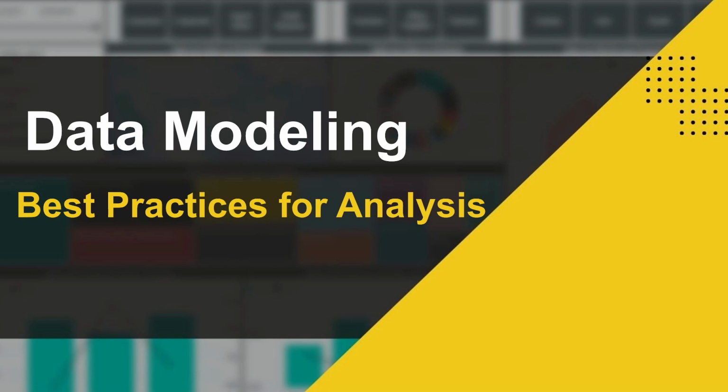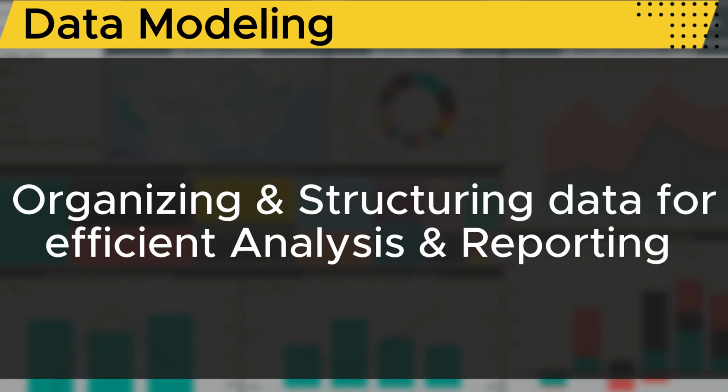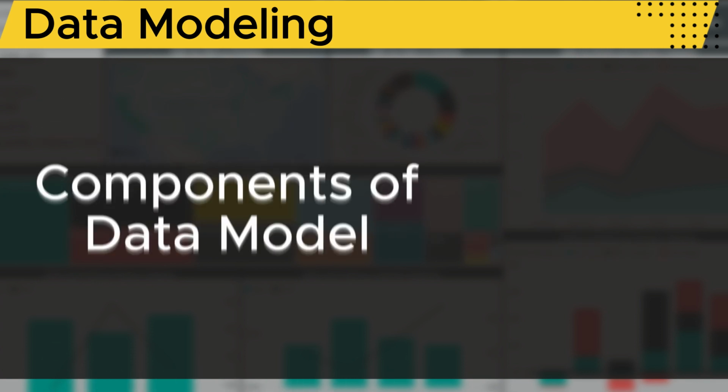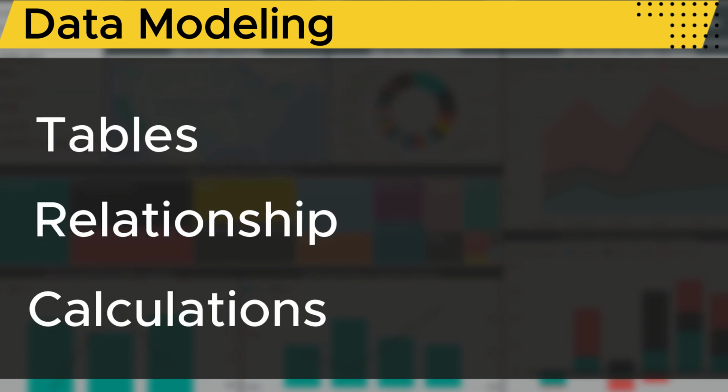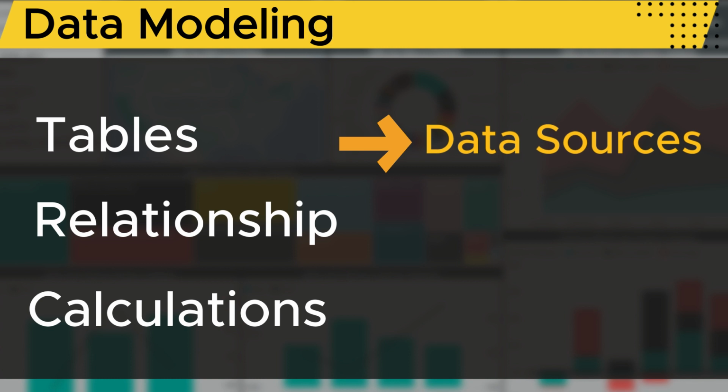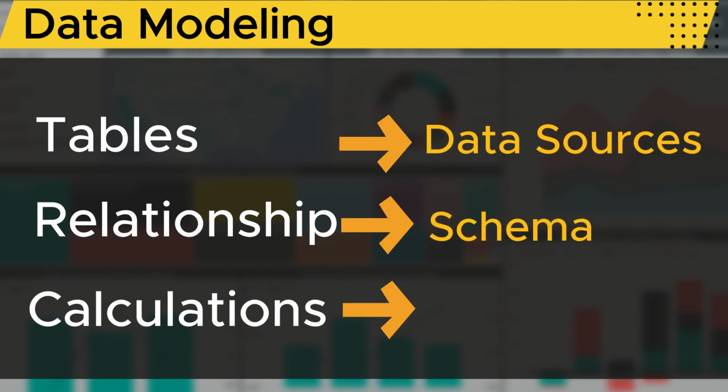In this section of the course, we will be talking about data modeling. Data modeling is a crucial step in building meaningful insights from your data. It involves organizing and structuring your data in a way that enables efficient analysis and reporting. So a data model in Power BI consists of tables, relationships, and calculations. Tables represent the data sources, relationships define how the tables are connected, and calculations allow for advanced calculations and modeling.